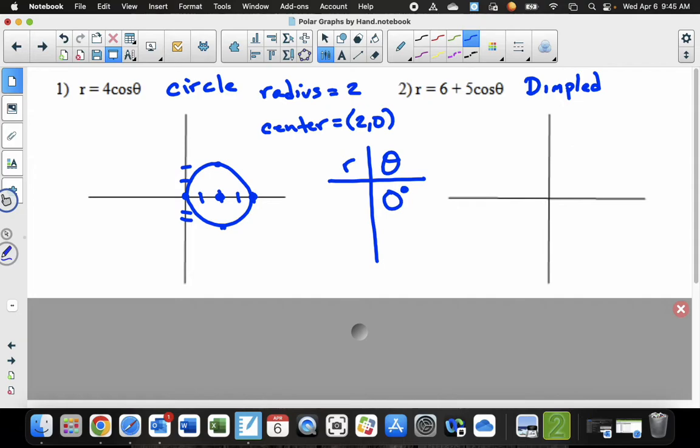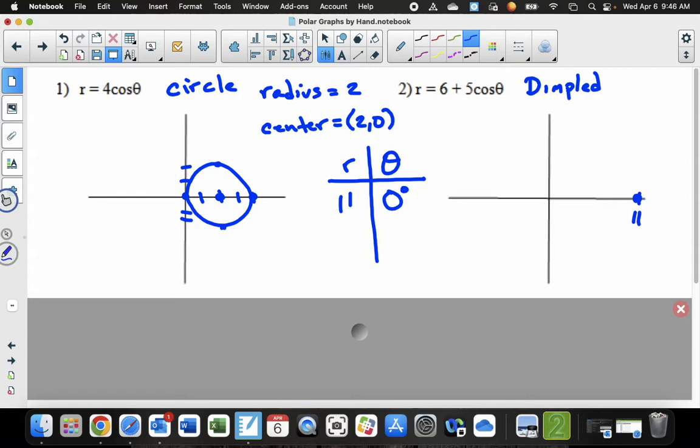If I plug in 0 degrees into that equation, what's the cosine of 0? 1. Times the 5 that's in front is 5, plus the 6 gives you 11. You just found your first point on your limacon. In the 0 degree direction, you're coming all the way out here 11. You can approximate it. I'm just going to say, here's 11 right here. There's your first point.